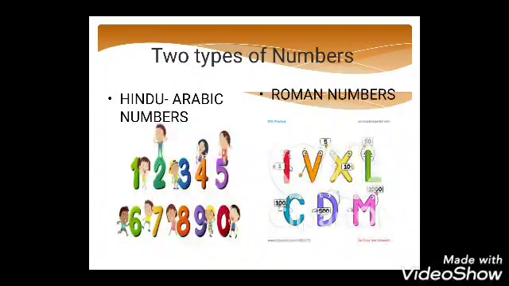So dear children, there are two types of numbers: Hindu Arabic numbers and Roman numbers. Hindu Arabic numbers are the numbers where we use the digits 1, 2, 3, 4, 5. Roman numbers use the letters of the English alphabet.